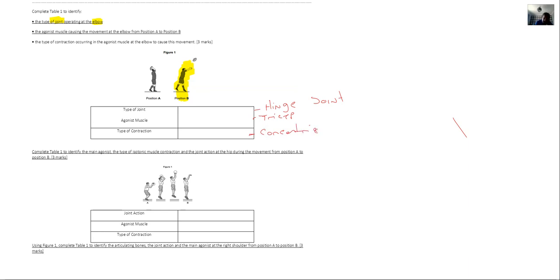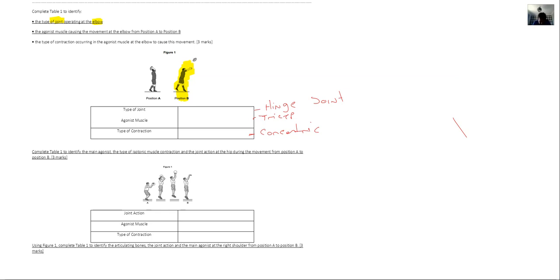You can just put concentric contraction, that's fine. If you've only put isotonic, that's terrible, I can't leave that like that. If you've only put isotonic, that does not get you the mark. Right, you must say whether it's a concentric or eccentric contraction. Okay, the next one.